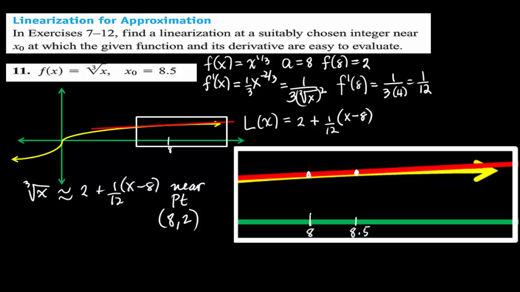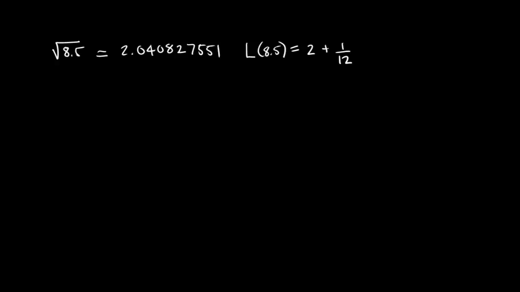What about if we use our calculator to find out the cube root of 8.5? Since again we are looking at where we're going to compare, the cube root of 8.5 is equal to 2.040827551. That's what my calculator says. Now, what is the linearized version? So L of 8.5 is equal to 2 plus 1 over 12, if you go back from the previous slide. And remember, our x is now 8.5 minus 8. So what we have is 2 plus 0.5 over 12.